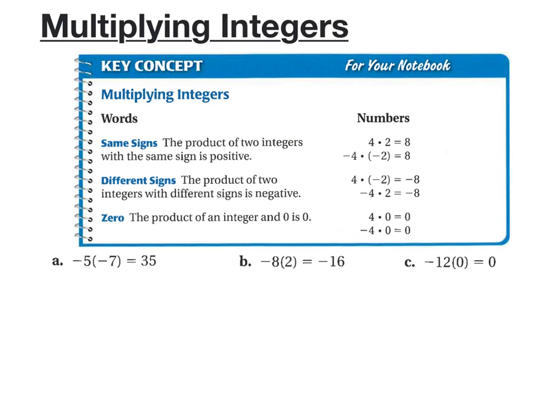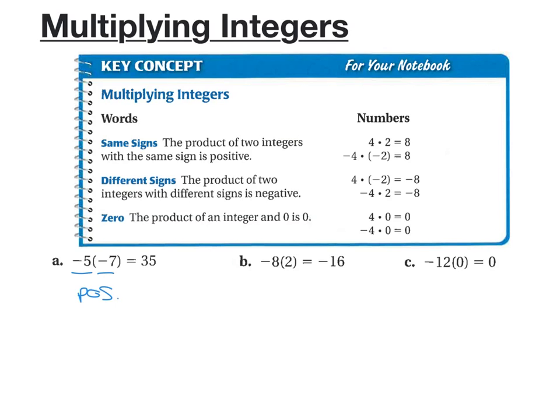Let's take a look at 3 quick examples here. In example A, we have negative 5 times negative 7. Now, because I have 2 negative signs, my signs are the same, a negative times a negative, I know my answer is going to be positive. And because positive 5 times positive 7 gives me 35, I know negative 5 times negative 7 is going to give me 35.